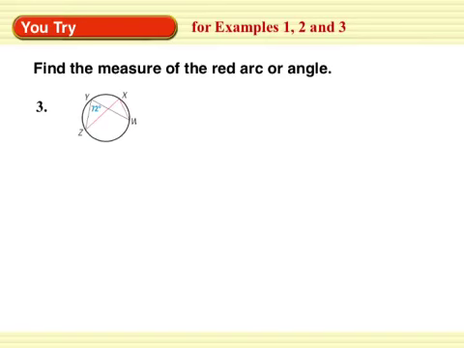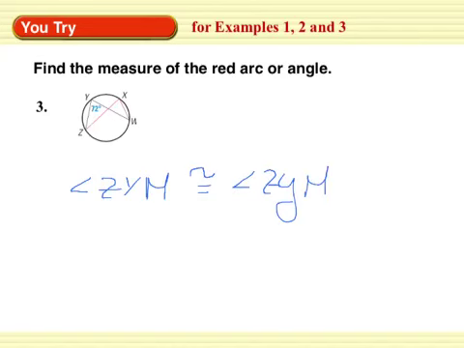Alright, find the measure of the red arc or angle. Crazy thing here is they've given us this angle and they want that one. But look, it has the same arc. If it shares the same arc, that means those angles are congruent. Angle ZXM is congruent to angle ZYM. So they are both 72 degrees.